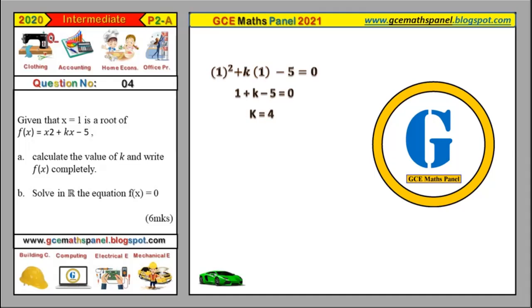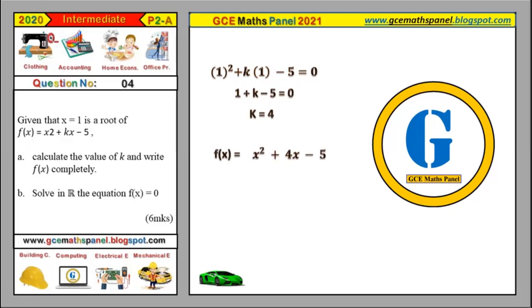Now solve in the set of real numbers the equation f of x equals 0. So now that I know the value of k, I'll just substitute k by that value and equate to 0 and solve that quadratic. You can solve using the quadratic formula. You can equally solve by factorization.